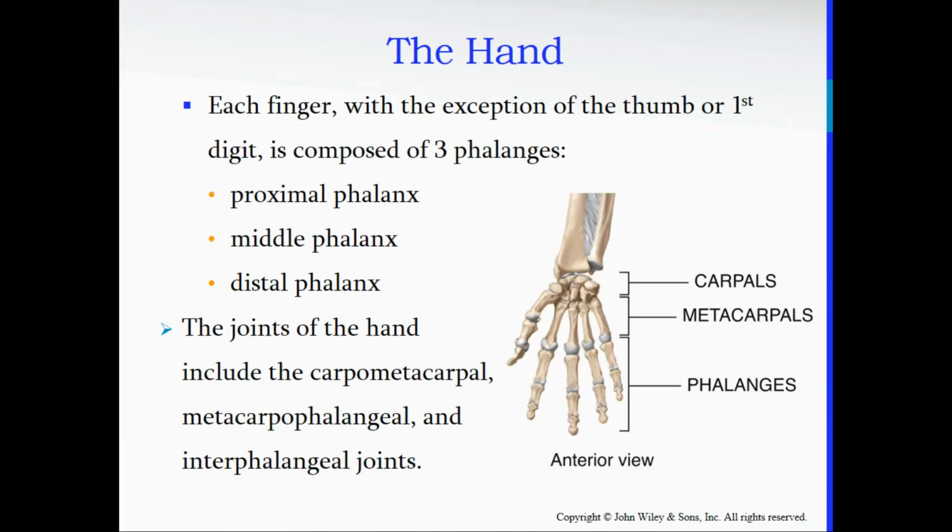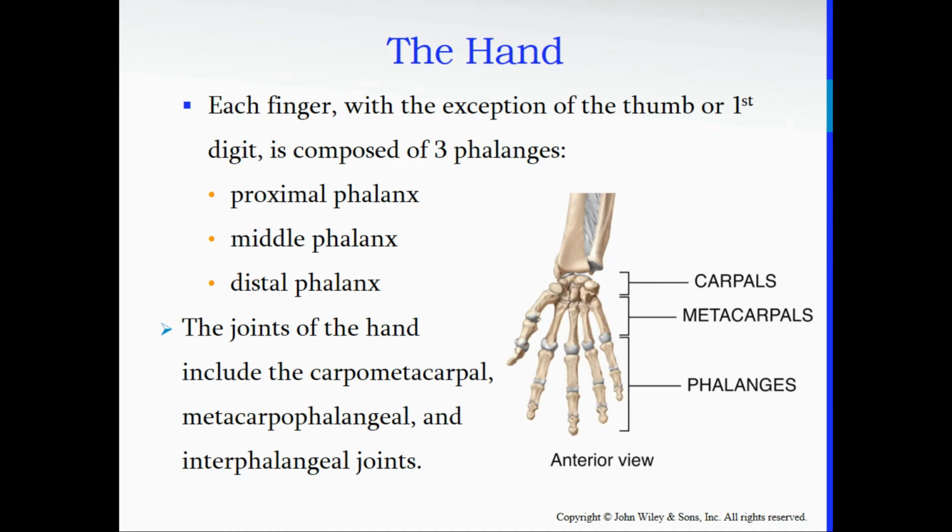Each finger, with the exception of the thumb, or what is called the first digit, is composed of 3 phalanges. We have the one closest to your arm is known as the proximal phalanx. Phalanx is the term used to talk about a single bone. So phalanges is plural, phalanx is singular.